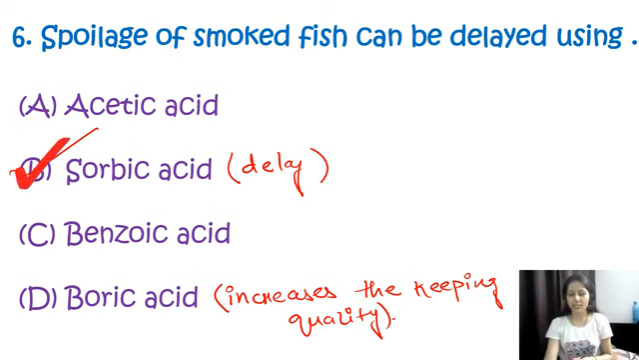Since we know that sorbic acid is commonly used as a food preservative, since it can inhibit the growth of molds, yeasts or other bacteria. So it is effective for extending the shelf life of the food products, that is seafood products. So over here my correct option is B, that is sorbic acid.